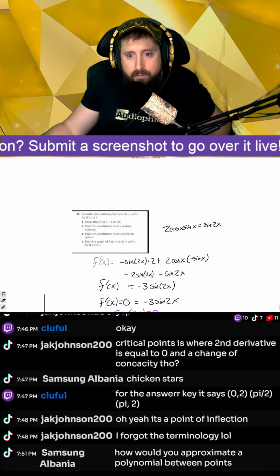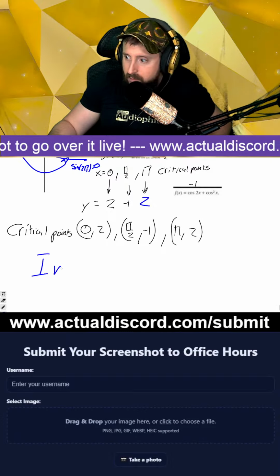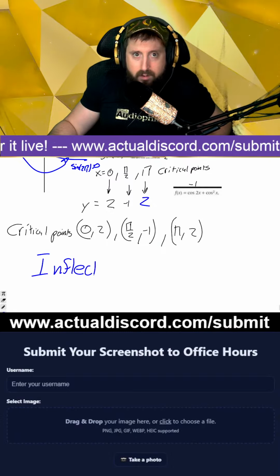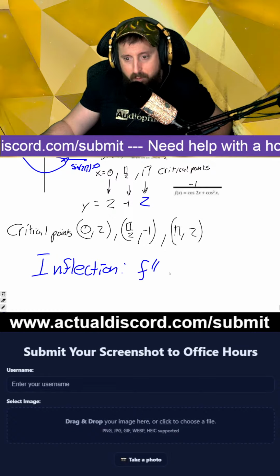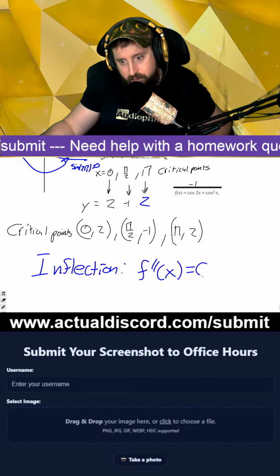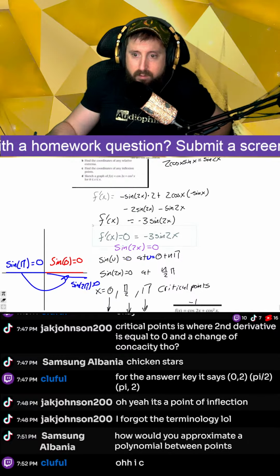Okay. Find any points of inflection. So in points of inflection... Yeah, no, it's okay, Sisville. Yeah, tell me if it doesn't make sense. Inflection is where f double prime of x is equal to 0. So this was f prime of x.